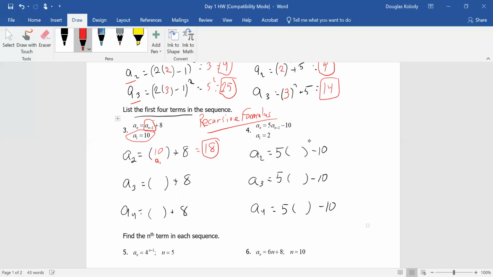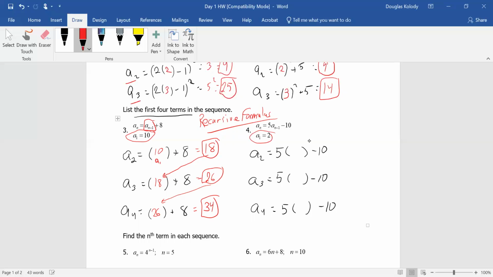Then, to find a sub 3, you have to take the previous term, which is the 18. We just found it. And add 8 to it. 18 plus 8 is 26. Then to find a sub 4, I take the previous term, which is the 26, and I add 8 to it. And 26 plus 8 is 34. That's number 3.